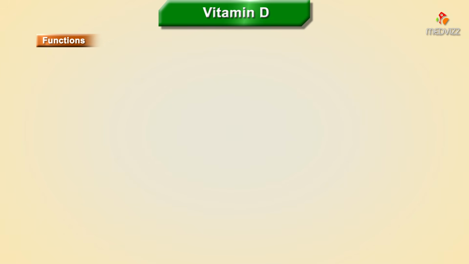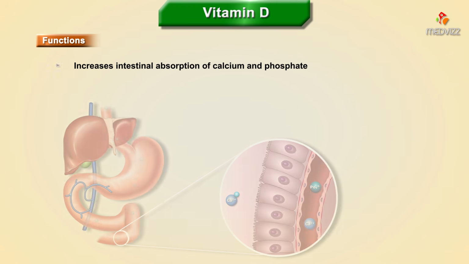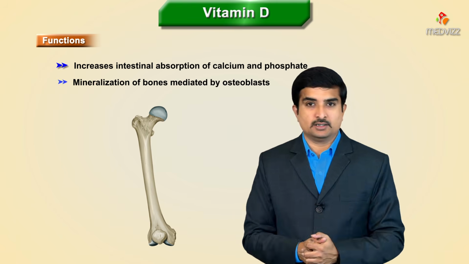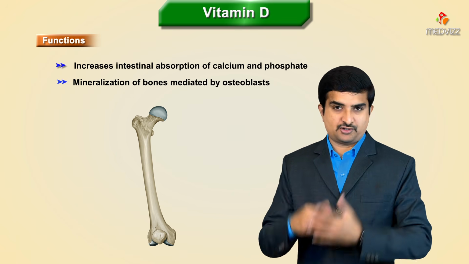So what about the functions of vitamin D? It increases intestinal absorption of calcium as well as phosphate by synthesizing calcium binding proteins in the intestine, and it is also responsible for mineralization of bones mediated through osteoblasts.